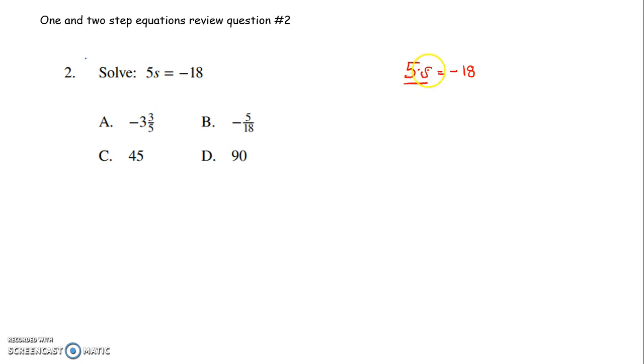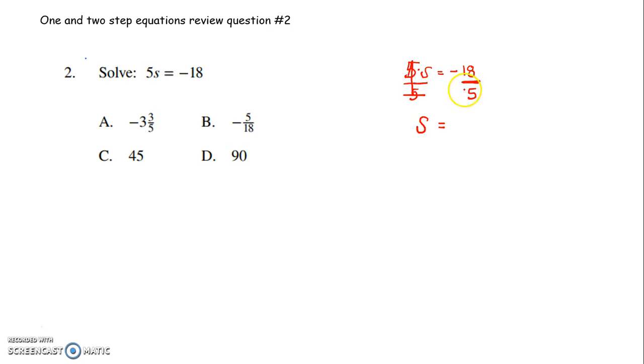What would I need to divide by to get s all by itself with a coefficient of 1? Oh, 5 divided by 5 will get me a coefficient of 1. If I'm going to divide the left side of an equal sign by 5, I have to go over to the right side of the equal sign and also divide that by 5. That way it will remain equal. Whatever you do to one side of an equal sign, you must do the same operation to the other side. 5 divided by 5, a fancy form of 1. So I'm just left with s equals -18 divided by 5.